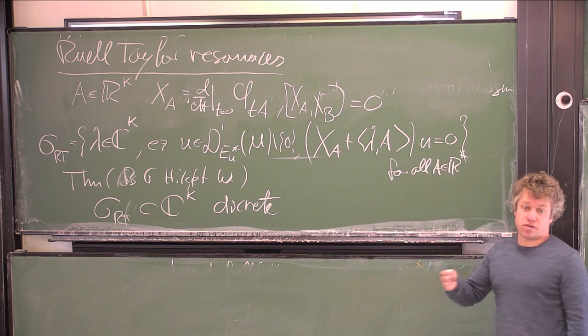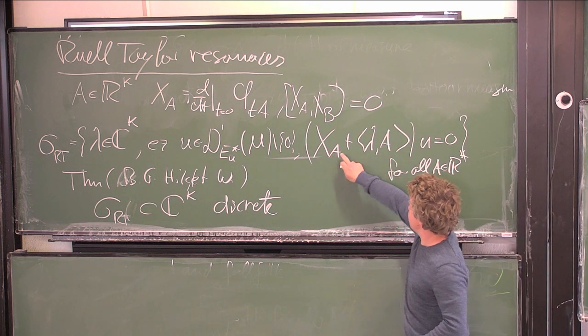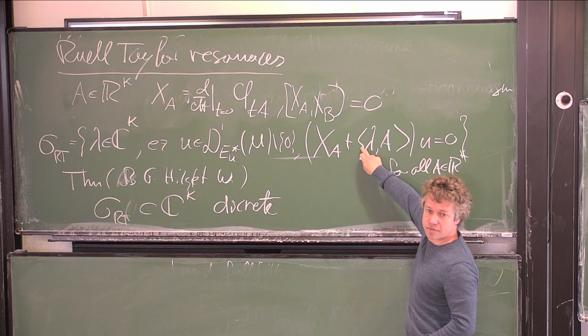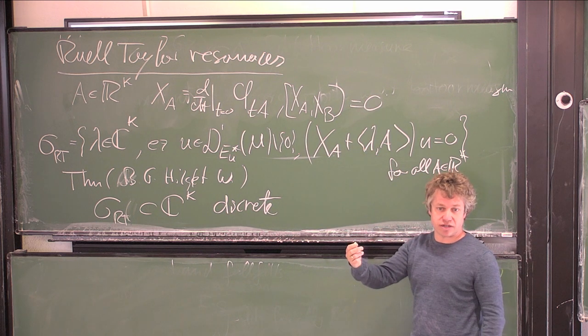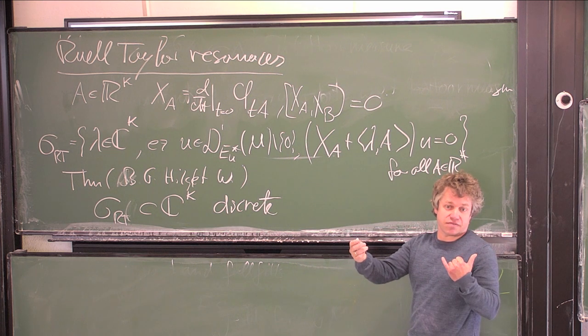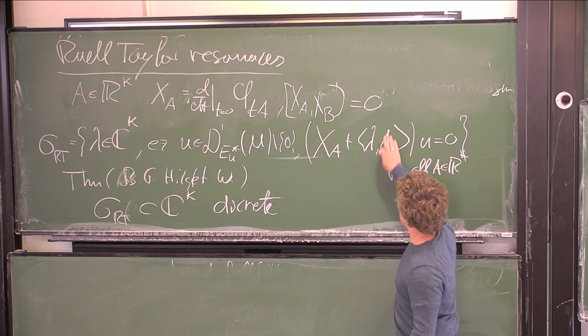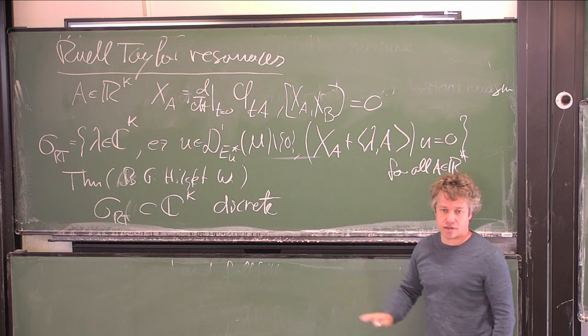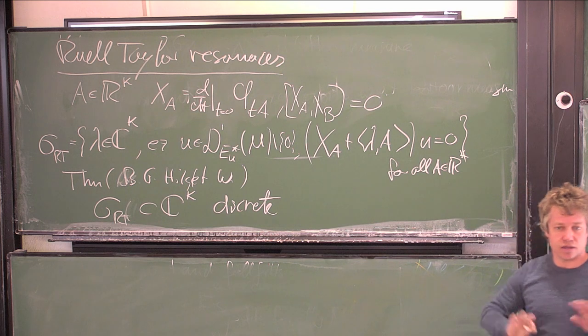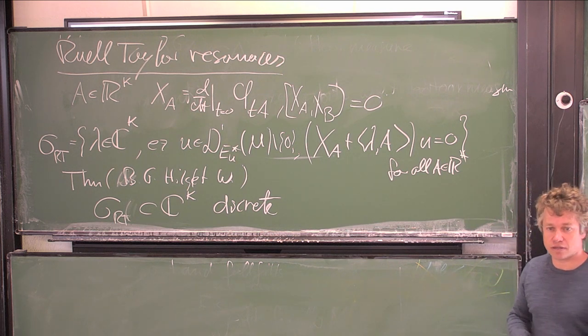Also in the flow case, if you change the sign of A, this changes the sign of lambda. If you have a real resonance and go in negative time, it's still an eigenfunction, but with the opposite eigenvalue. This is incorporated in this thing, so it's for all directions, an arbitrary direction. It's a joint eigenfunction of this R^k action.